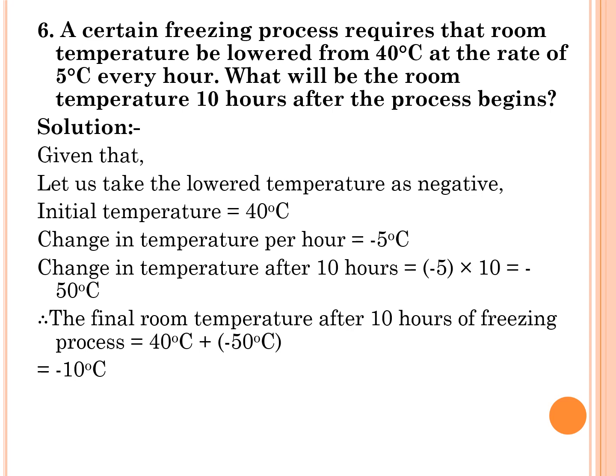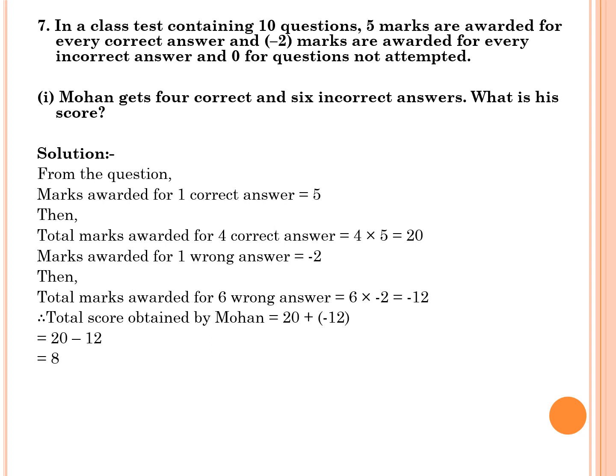minus 10 degrees. Here initially the temperature was 40 degrees, then per hour it went on decreasing, that is minus 5 degrees per hour. After 10 hours, minus 50 degrees was the change in temperature. When you add both the initial temperature and the change, the result will be minus 10 degrees. Let us move on to the next question.